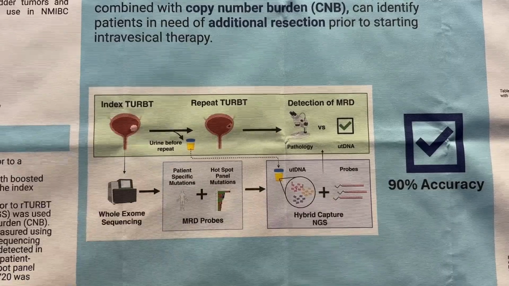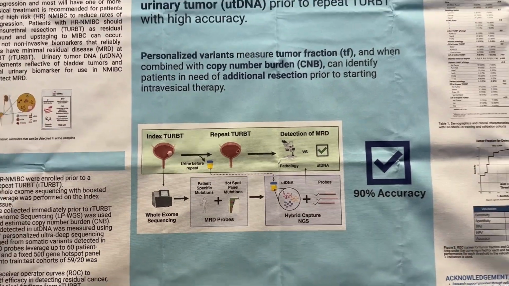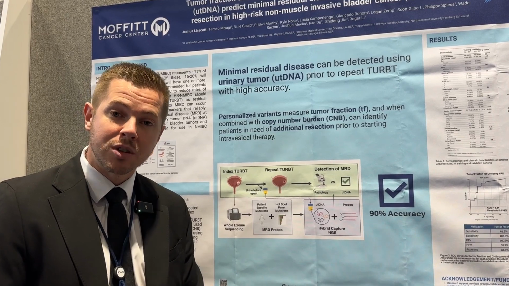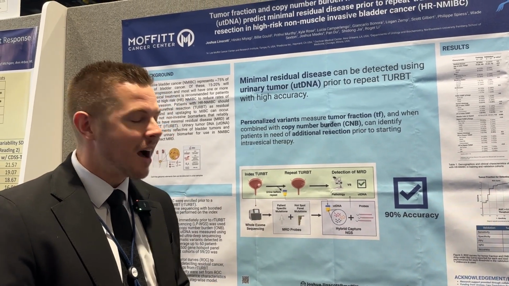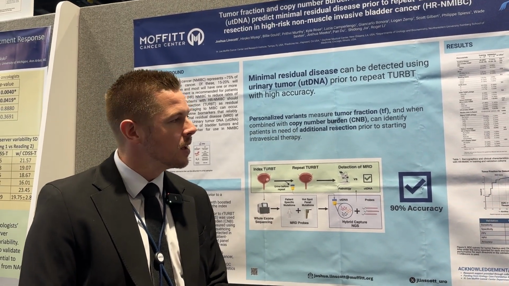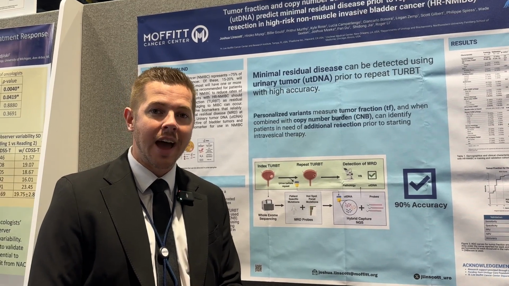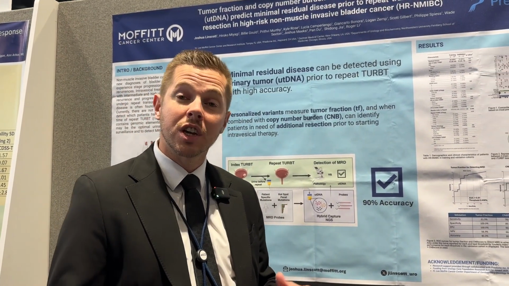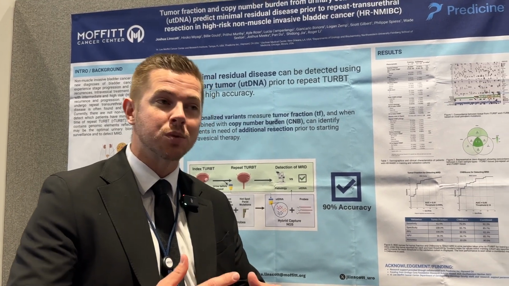We take that first tumor, do whole genome sequencing and whole exome sequencing, and pick patient-specific mutations that allow us to have a really high detection level. What we found is that the urine reflects what the patient's original tumor has. There's good concordance between the mutations in the tissue and the urine.